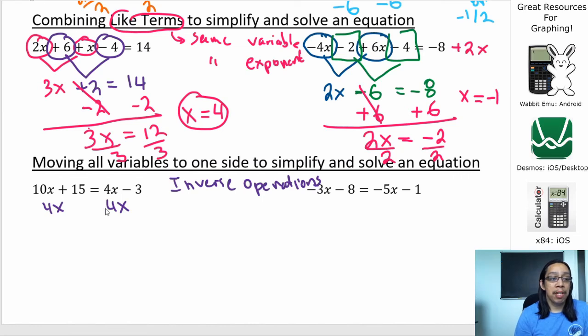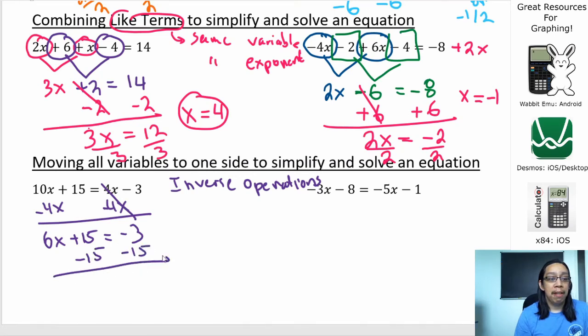So what we're going to do instead is the inverse operation. This creates a zero pair because they're opposites. What's left? Negative 3. On this side, we have 10x minus 4x. That's going to get you 6x. You bring down this bad boy of 15 straight down right next to that 6x. Now, it's a two-step equation. Inverse operation, minus 15 on both sides. This creates another zero pair. 6x equals negative 3 minus 15, which gets me negative 18. And if I divide both sides by 6, I get x equals negative 3.